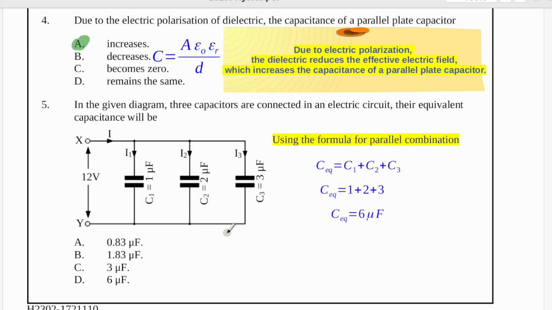Simply using the formula for equivalent capacitance, you are fine to find the equivalent capacitance. So we have 3 capacitors, one of 1 microfarad, the second one is 2 microfarad, and the third one is 3 microfarad. Just summing all of these capacitances, we get the answer of 6 microfarad for the equivalent capacitance in the parallel combination. So our correct option is option D.